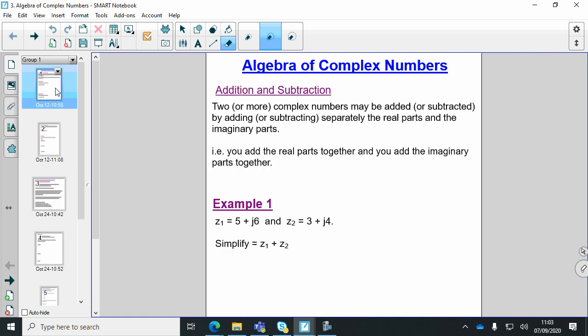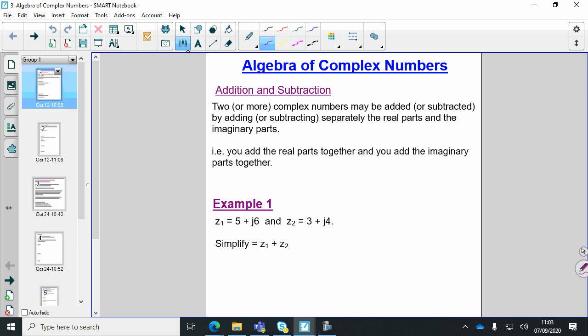So we're going to look at some algebra of complex numbers now. When we add or subtract complex numbers, the real parts are added together or subtracted, depending on what you're doing, and the imaginary parts are added or subtracted. It's just like normal algebra, really. You treat the real parts together, you treat the imaginary parts together, and you collect the like terms.